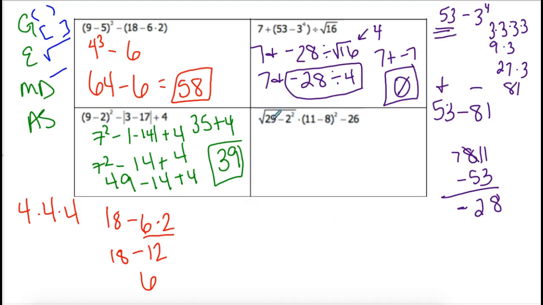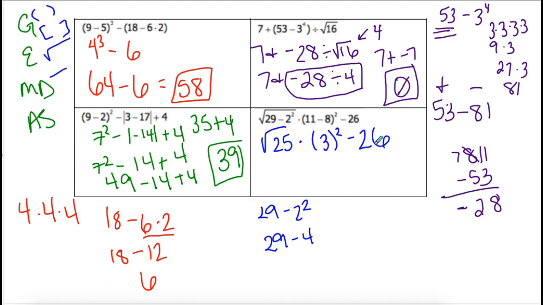So if I have to do 29 minus 2 squared. 2 squared is 4 because this is 2 times 2. 29 minus 4 is 25. Times 11 minus 8, which is 3 squared, minus 26. The square root of 25 is 5 because 5 times 5 is 25. 3 squared is 9 minus 26. So 5 times 9 is 45 minus 26.